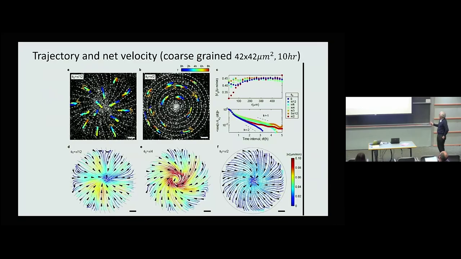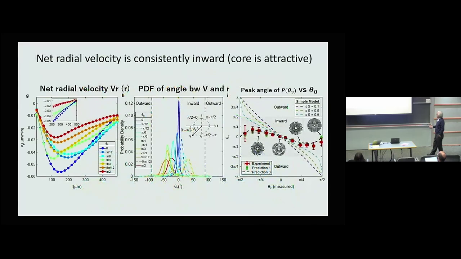This is the net instantaneous velocity as a function of radius. This is the correlation function of the orientation change, so they exponentially decay this correlation function. And how is the net radial velocity? The net velocity is toward the origin, so V_R is negative.